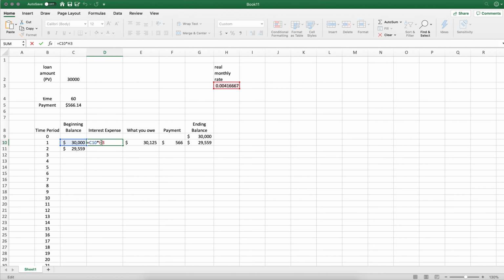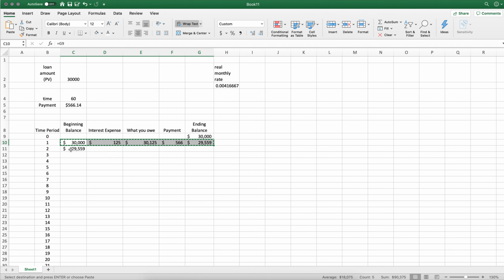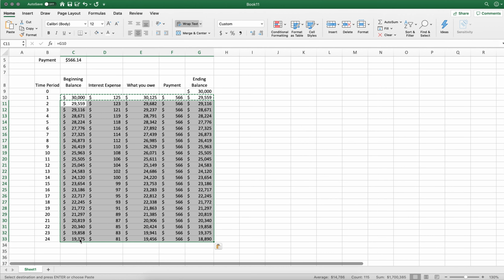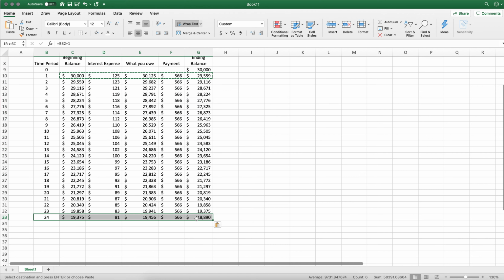So let me make sure that I lock the cells. This C10 references, we're going to change that every time. H3 is the real monthly rate, so that's fine. We're going to hit enter. What we owe is fine. Our payment, let's lock that. And our ending balance is just relative. Okay, so all of these equations are fine. I'm going to paste that all the way down.